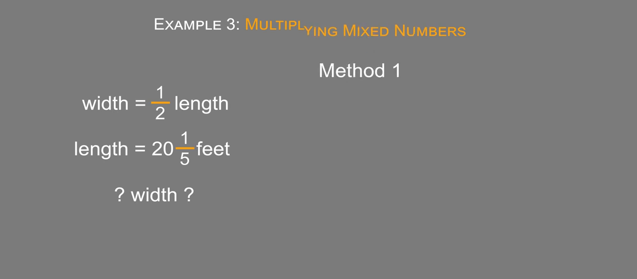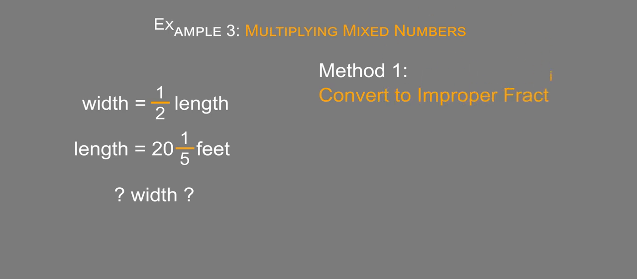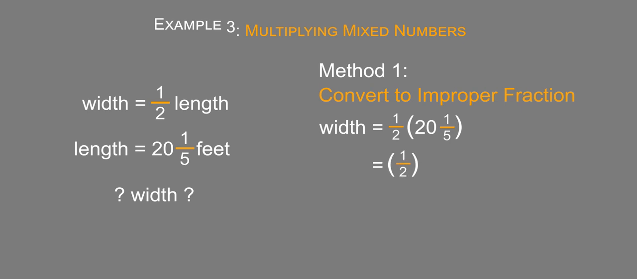Method 1 is to convert the mixed number to an improper fraction. Now first we have to recognize that width equals 1/2 times the length. We'll go ahead and substitute width, which is what we're trying to find, equals 1/2 times 20 1/5 feet. Now the first method, again, convert to an improper fraction, so we have that this equals 1/2 times 20 times 5 is 100, plus 1 is 101/5. Then we multiply across the top, multiply across the bottom, we have 101/10.